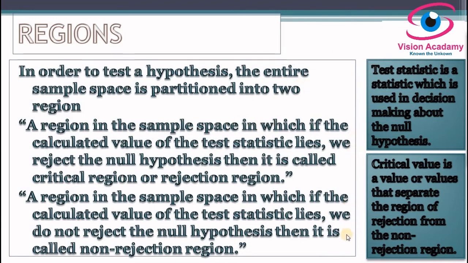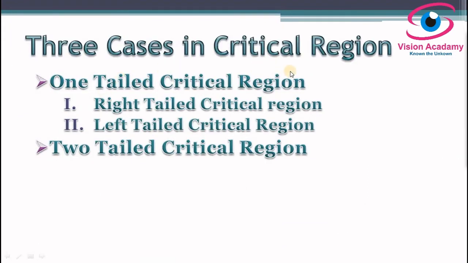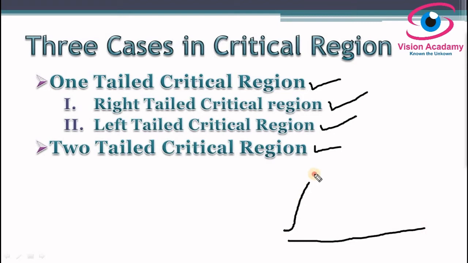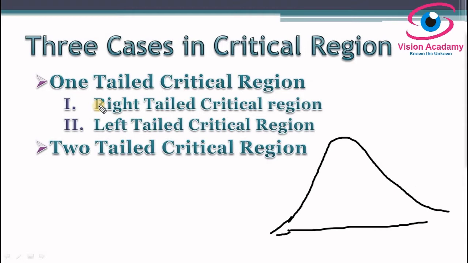Then let us explore the cases that we normally obtain in statistics about the critical region. Normally we come across two types of critical region. One is a one-tailed critical region, and the other is a two-tailed critical region. In a one-tailed critical region, we can again segregate into right-tailed critical region and left-tailed critical region. Consider a sample space, for your understanding. Now let us look into the right-tailed critical region.